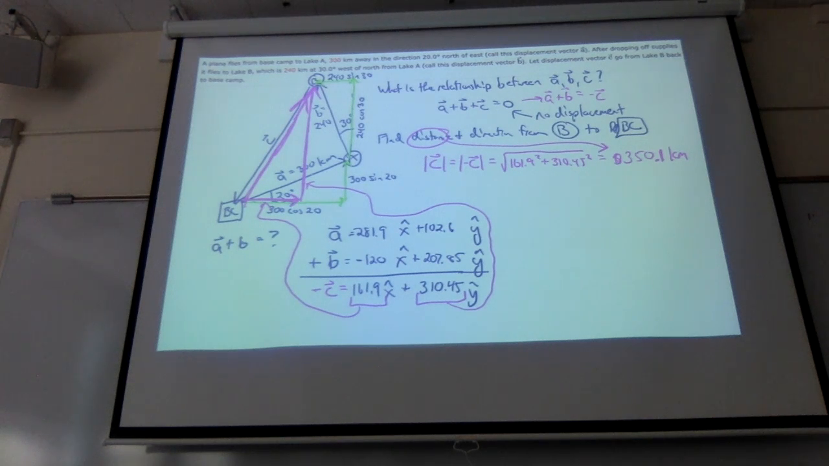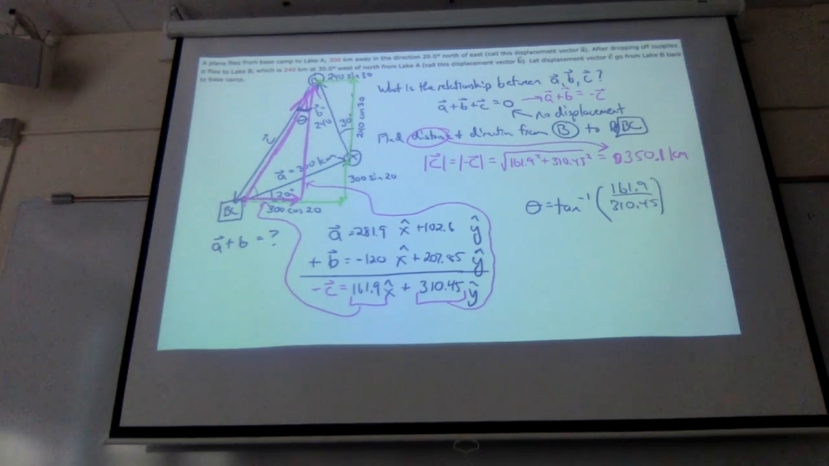Let's see, which one do we want to find? Do they ask us which way to do that exactly? No, not really. So I want to find this angle. I'm not concerned about the bottom one. That would tell me something about how to get from base camp to B. I want to know which direction I need to go to get from B to base camp. So to do that, we could use the inverse tangent, and the opposite side is that x component at the bottom, so it's 161, and the adjacent side is 310.45, which means theta is some number I don't have.